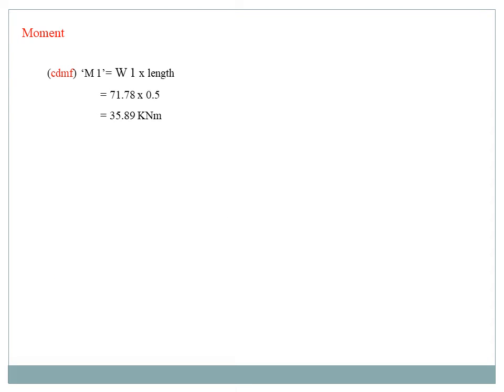Now we find out the moment value for CDMF. M1 is equal to load into distance. So load is 71.78, distance: this is a rectangular shape, so length divided by 2. So 1 divided by 2 is equal to 0.5 meter. So 35.89 kilonewton meter. Then M2 is equal to W2 into length. That length will be for the triangular portion, so divided by 3. So 1 by 3 is equal to 0.33. So W2 is 4.49 into 0.33 is equal to 1.496 kilonewton meter.